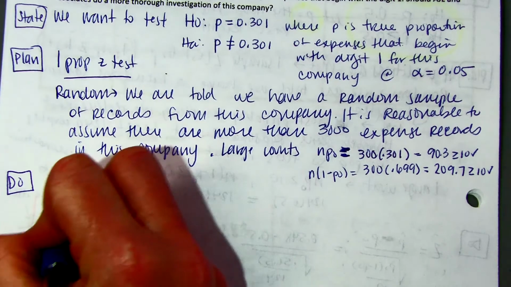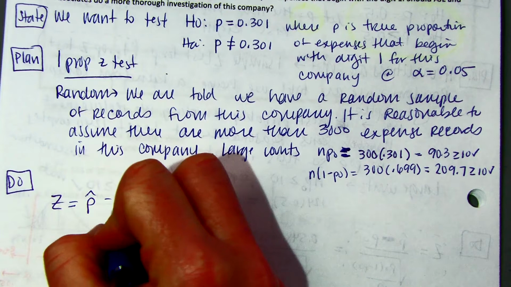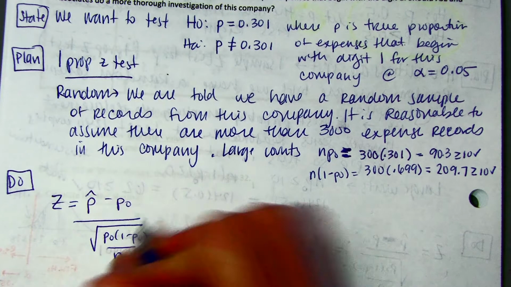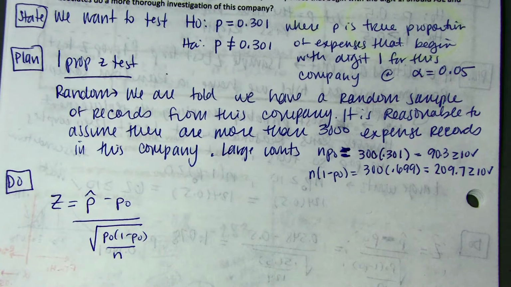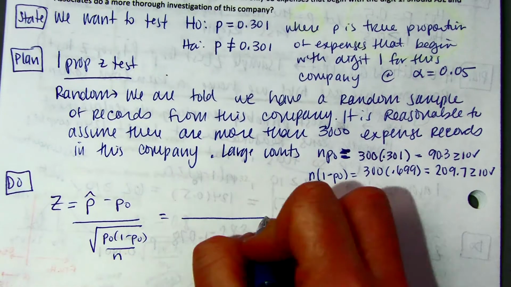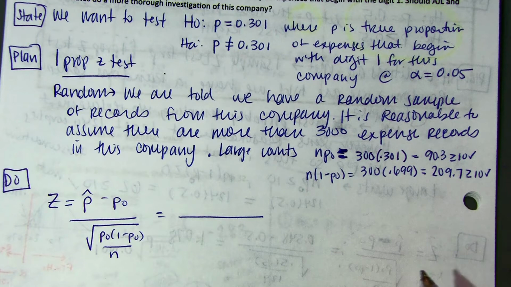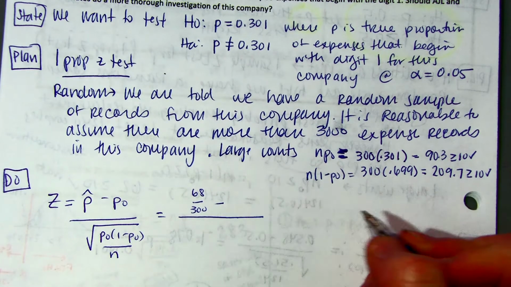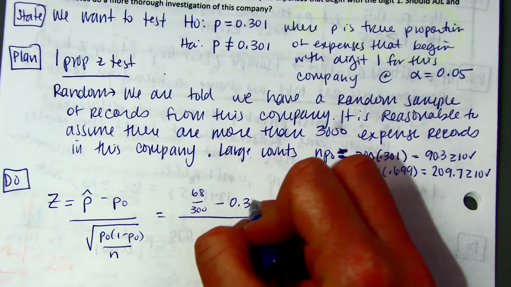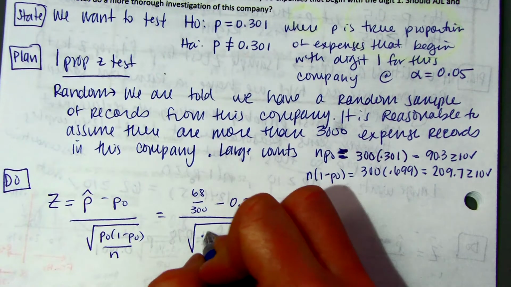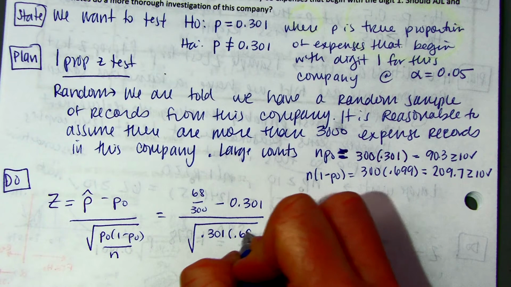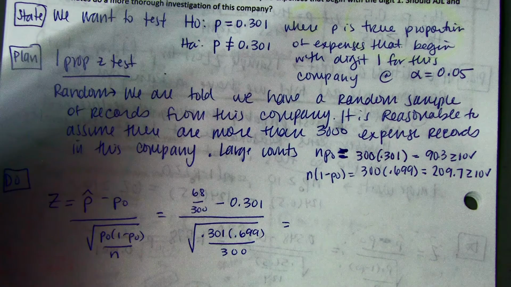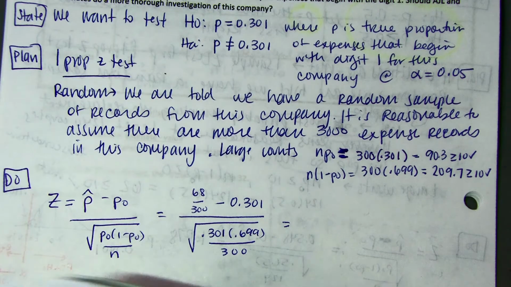I like to put the formula, P hat minus P naught over root of P naught times 1 minus P naught all over N. It just reminds me, just gets that muscle memory going. Sample proportion, 68 expenses out of 300. The hypothesized value 0.301, and then 0.301, 0.699 over 300. I bet our calculator can do this work for us.